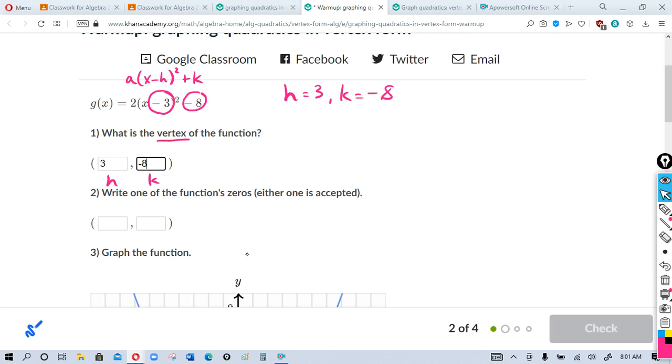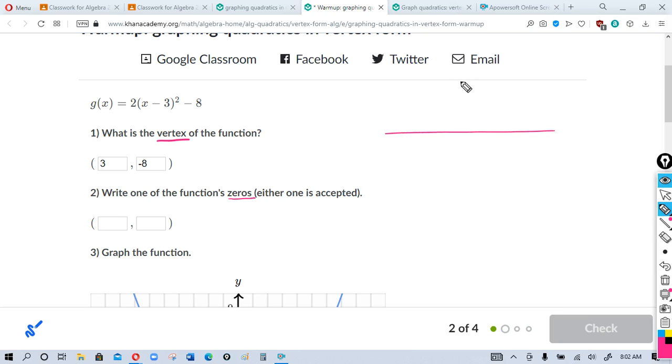All right, so the second question here, they want us to write one of the function's zeros. Either one is accepted. So the zeros of the function, basically you have your graph, and this is the x-axis, and this is the y-axis. The equation of the x-axis, if you drew a line on the x-axis, would be y equals 0.